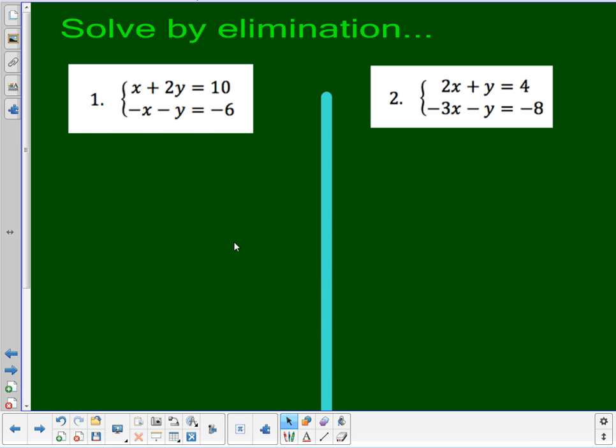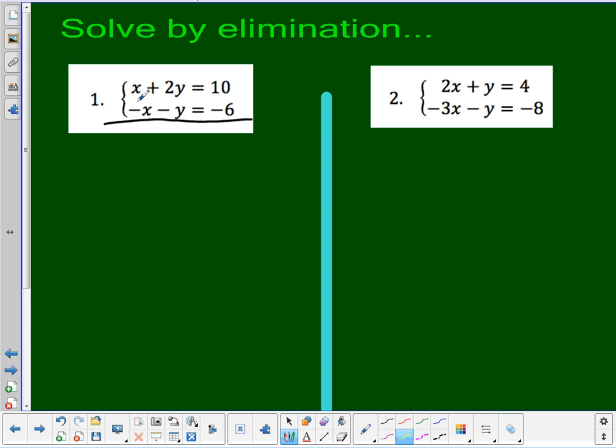The first question, number 1, I have x plus 2y is equal to 10 and negative x minus y is equal to negative 6. So the first thing I want to do is add my equations together. When I add these two equations together, this is what happens. I combine my like terms all the way across.